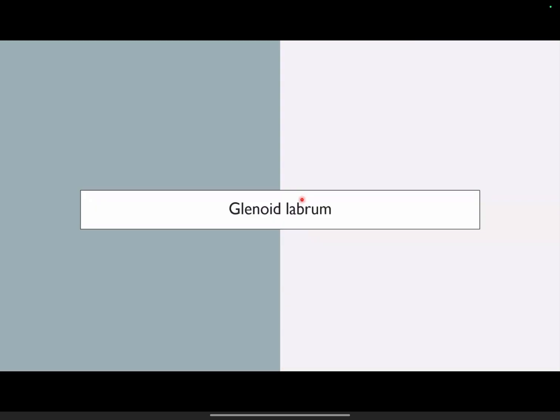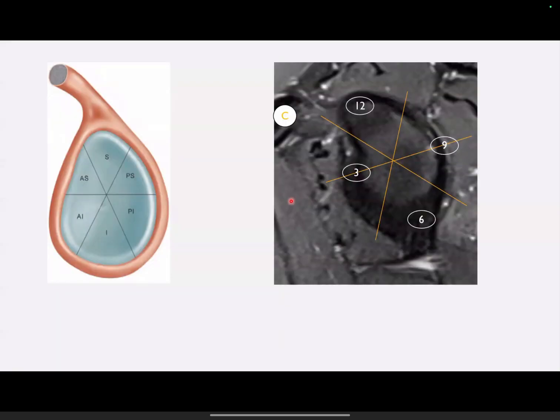Now we'll discuss the glenoid labrum. The glenoid labrum is divided into six quadrants on the sagittal images: superior, inferior, anterior superior, anterior inferior, posterior superior, and posterior inferior. How do you divide it? Just remember, the coracoid process is always anterior, whether it's a right or left shoulder.